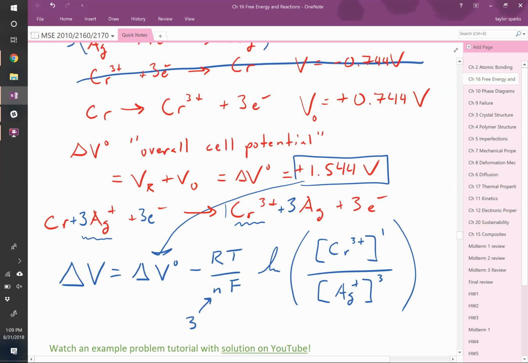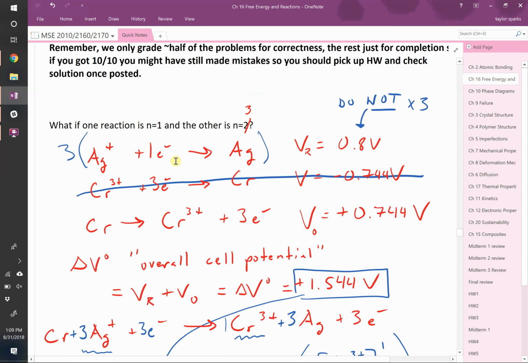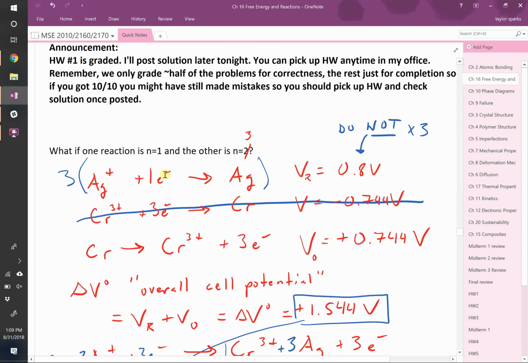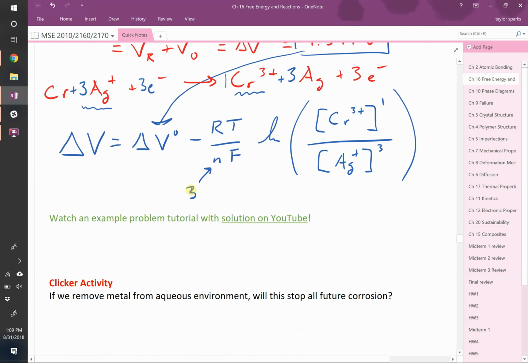Let's say that you wrote an equation that instead of being a mixture of 1 and 3, it was 2 and 3. Maybe you did zinc 2 plus with 2 electrons. Then you're going to have to multiply both of these, 1 by 3, 1 by 2, such that your overall number of electrons is 6 to get it balanced. In that case, N would be 6. Any questions on this approach, how we do this?